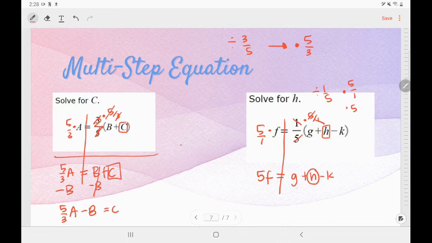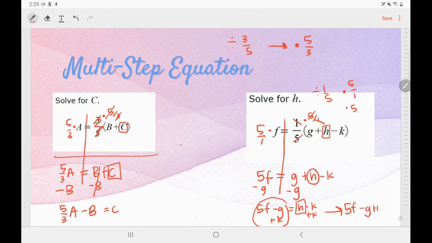In order to get rid of g, it's being added to h. In order to get rid of k, it's being subtracted, and because they're both being added or subtracted, it doesn't matter which one I get rid of first. Since g is being added, I'm going to subtract it. So 5f minus g equals h minus k. Still want h by itself. K is being subtracted, so add k. And notice none of these are like terms, so I'm going to leave them all separate. 5f minus g plus k equals h, and that would be my final answer.